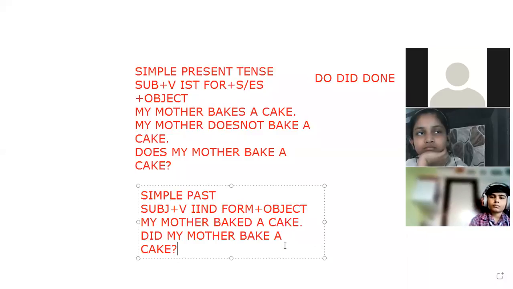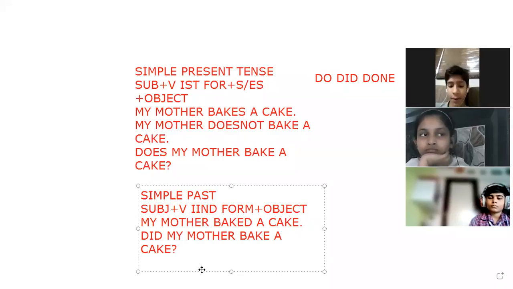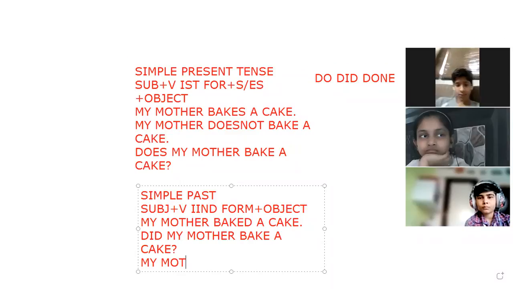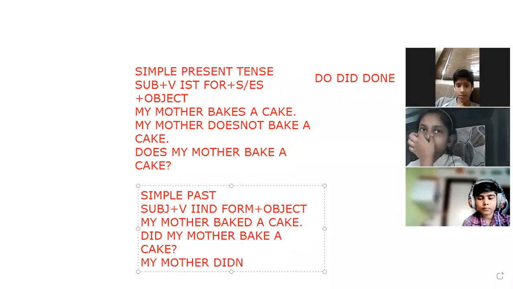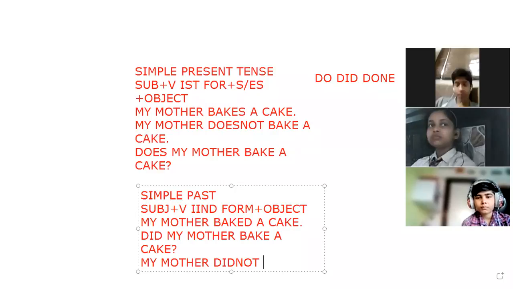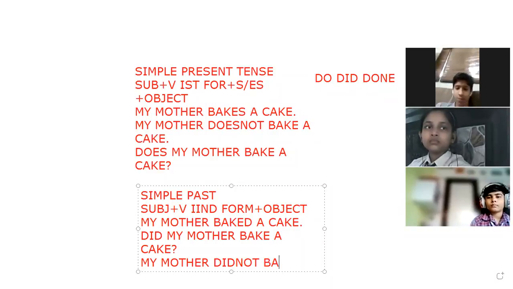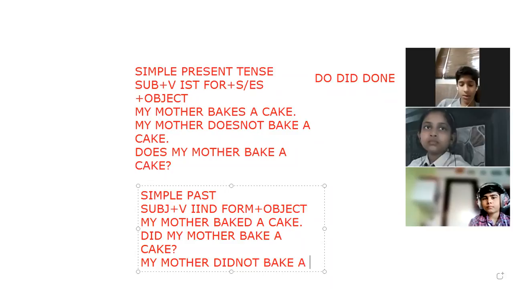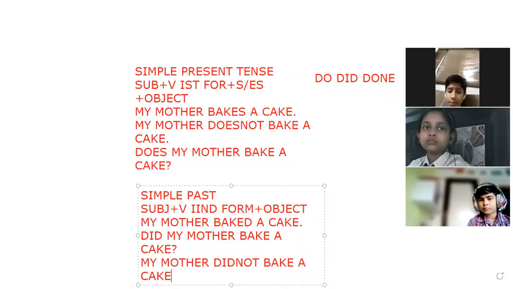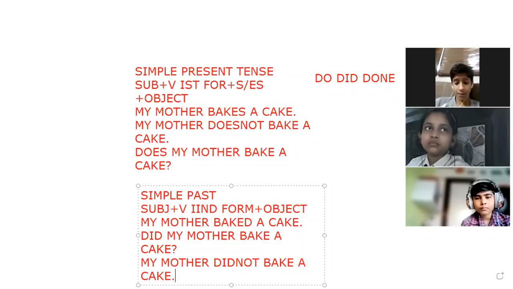Am I clear, children? My mother baked a cake. Did my mother bake a cake? And now we'll change into negative. It will become did not. My mother did not bake a cake. If it is clear to you all, children, just show me your virtual thumbs. Clear, ma'am. So this is negative and this is interrogative. Did my mother bake a cake? My mother did not bake a cake.